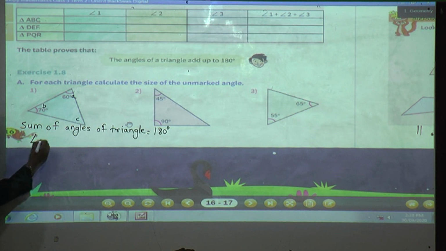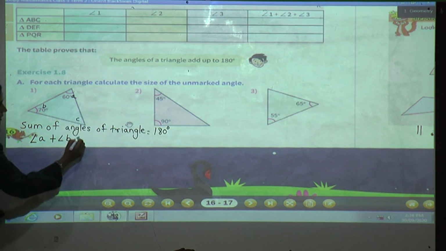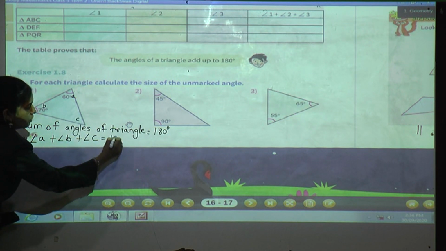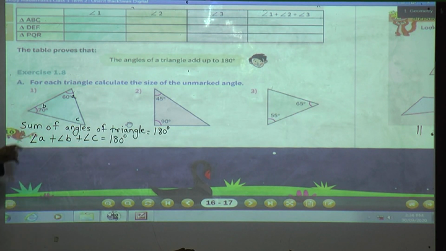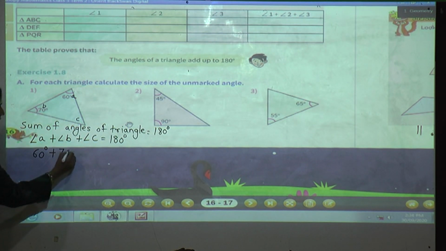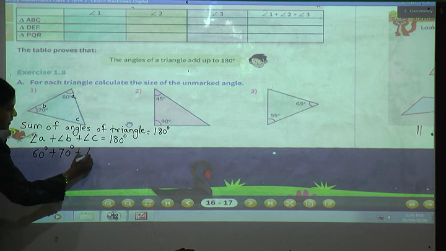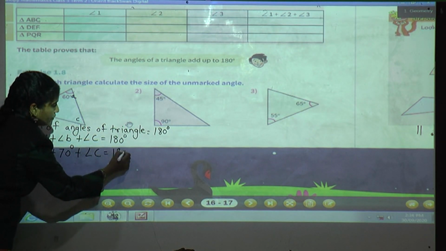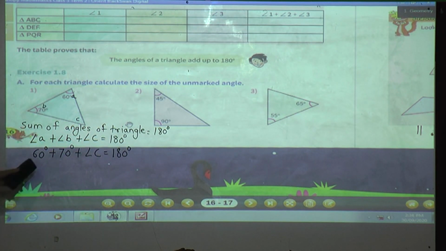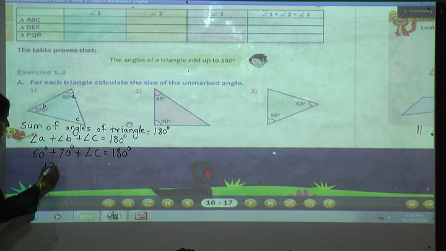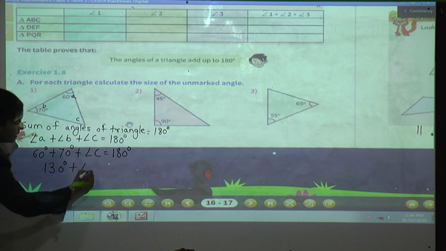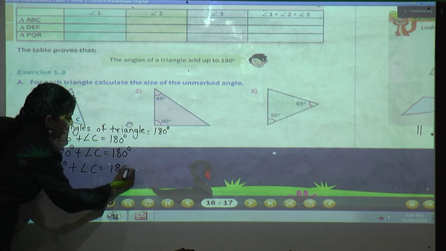Now here we have to add: angle A plus angle B plus angle C is equal to 180 degree. Now here angle A is equal to 60 degree, angle B is equal to 70 degree, and we have to find this one, angle C. We don't know it. We have to calculate it. So add 60 plus 70. What will come, students? 130. Good. Plus angle C is equal to 180 degree.